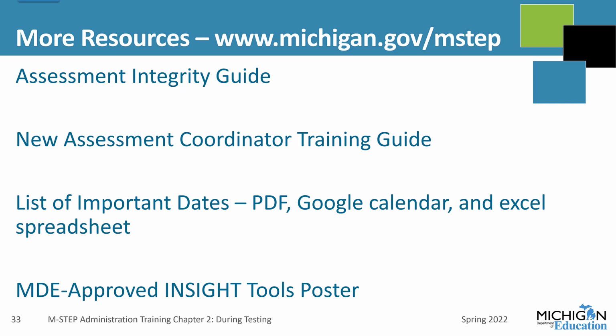The lists of important dates are available as PDFs, Google Calendars, and as the Excel spreadsheet. These are all accessed through the MSTEP webpage by selecting List of Important Dates in the Current Assessment Administration section. This takes you to the assessment calendar page that includes all formats of the important dates.